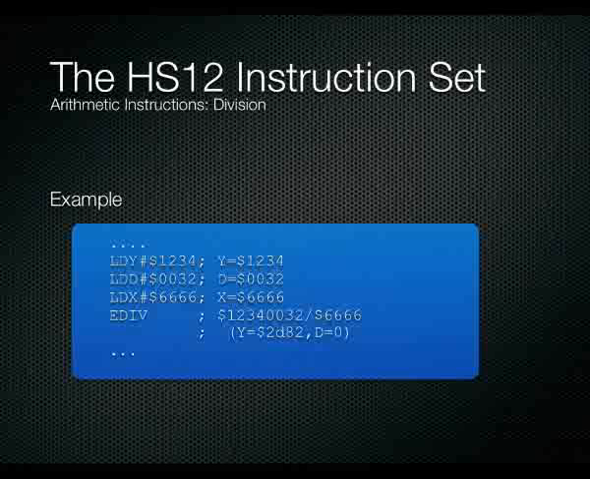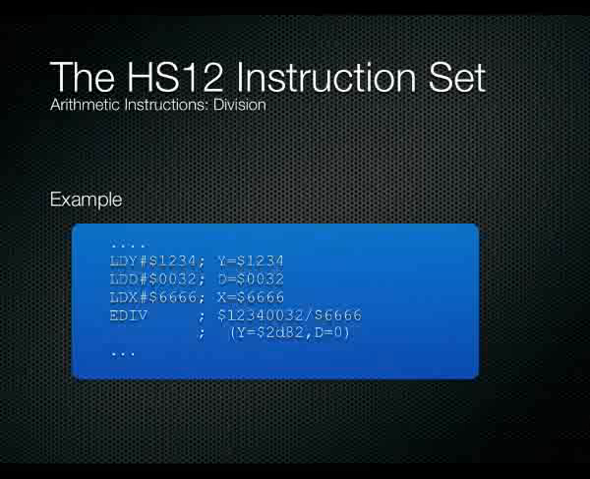and we load accumulator D with $0032. So that total number that we're dividing is a 32-bit number, which is $12340032. We load accumulator X with the value $6666, so four sixes. Therefore, when we run the EDIV command, we're in fact dividing $12340032 by $6666, and they're all in hexadecimal format, hence the dollars in front of the numbers.